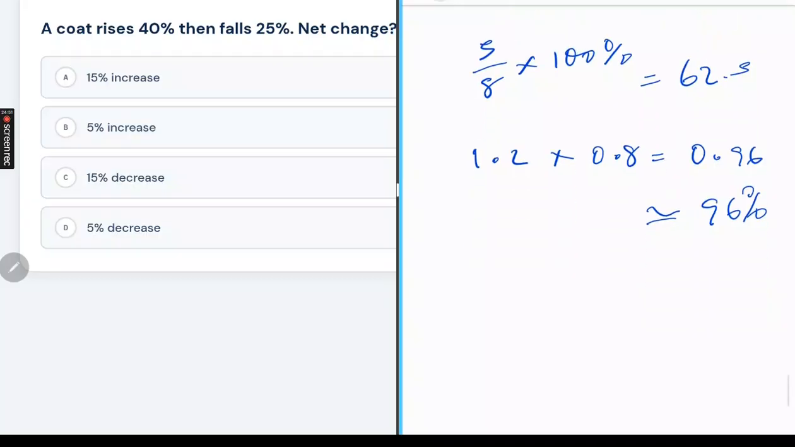Yes. A price rises 40%, that is times 1.4. And falls 25%, that is times 0.75. 1.4 times 0.75. That's 1.05. How do we interpret 1.05? 1.05 means 5% increase, because this is 105, so 5% increase.